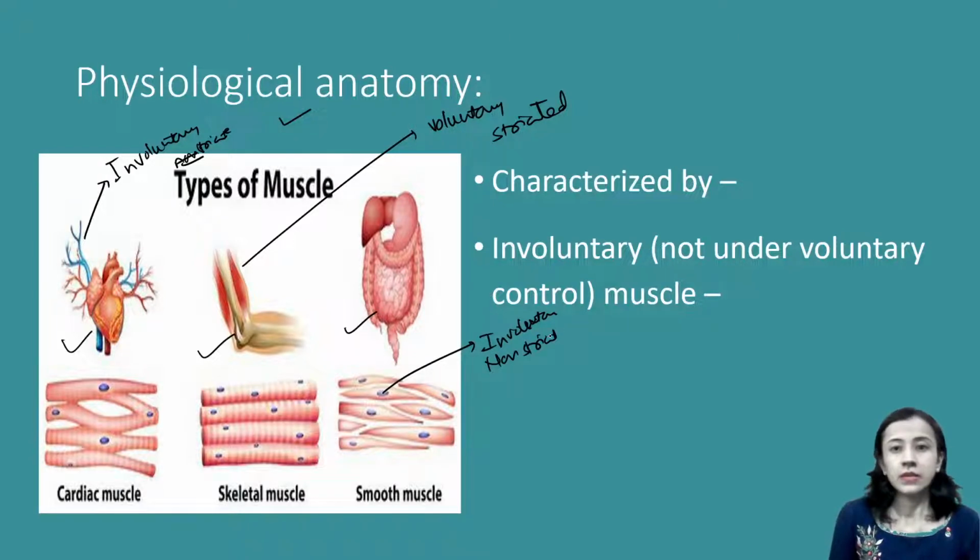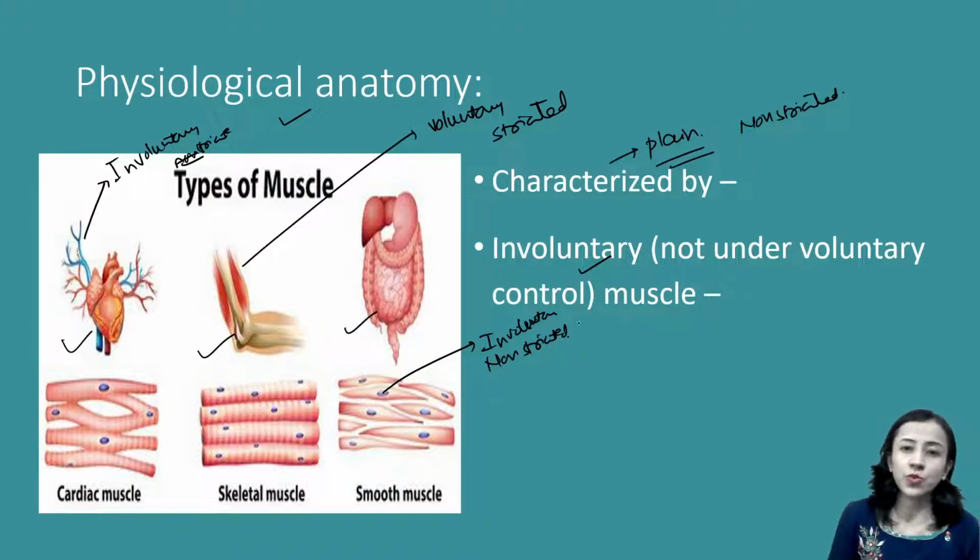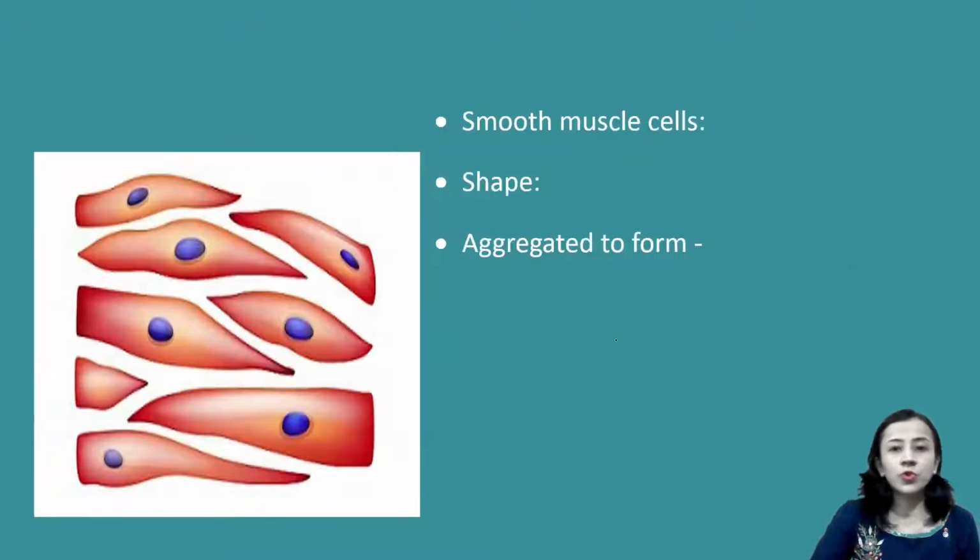The smooth muscles are also known as plain muscles. Why plain muscles? Because they are non-striated. Cross striations are absent. They are involuntary because they are not under control of our will. Their activity is controlled by the autonomic nervous system.